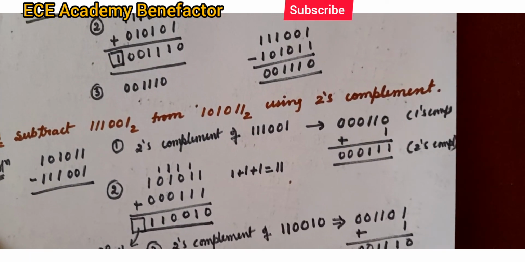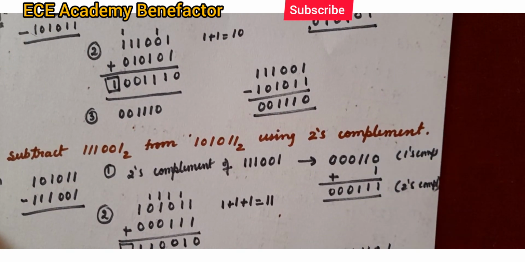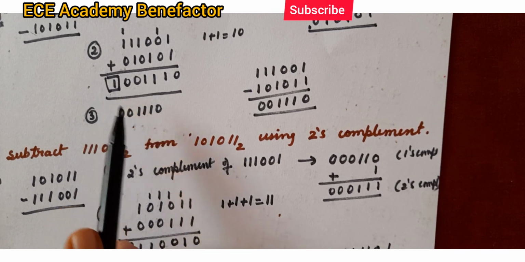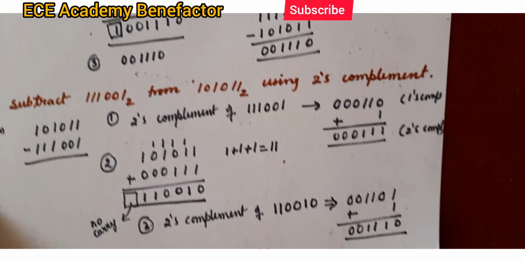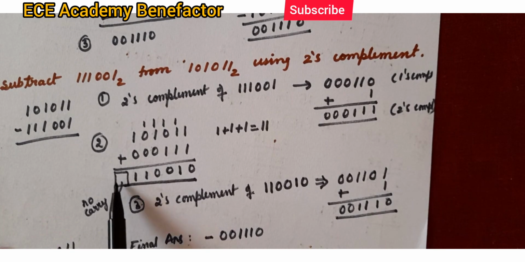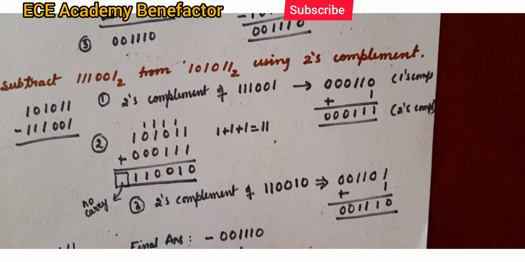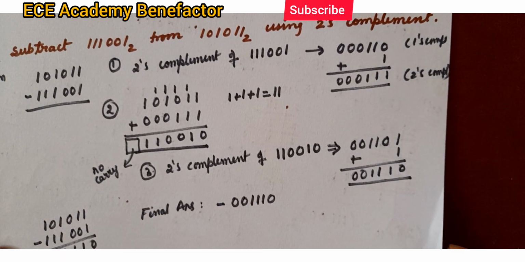Okay. So here in these two problems, it's clear that there are two possibilities. One, there can be a carry. If there is a carry, you have to neglect the carry and write the final answer. And if there is no carry generated, find the 2's complement of the result and put a minus sign. Okay. So this is how we do the 2's complement binary subtraction.